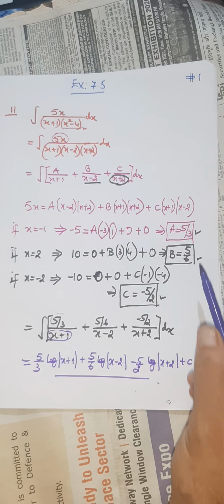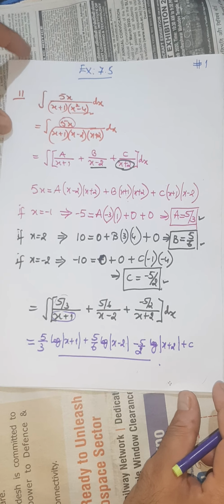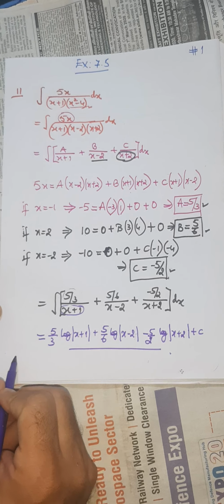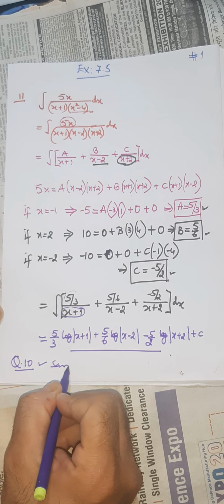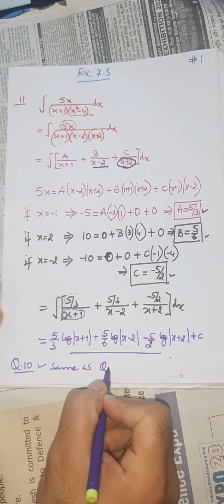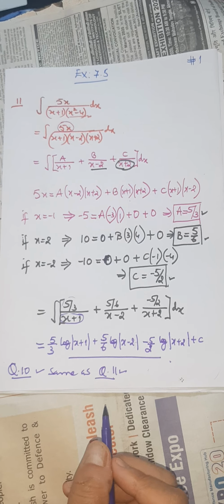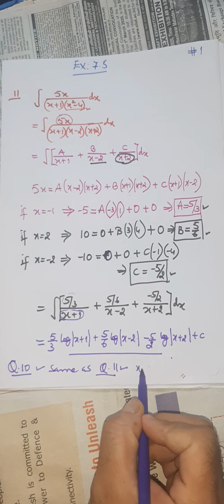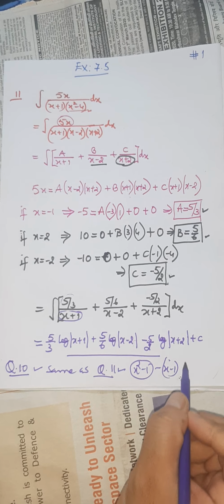So the important part is calculation of A, B, C here. Question number 10 you might have finished. It is just a copy of this. So question number 10 is the same as this question number 11 here. So if you are not done, you can do it the same way. There you have x square minus 1 in the denominator, so you factorize this as (x minus 1) and (x plus 1).